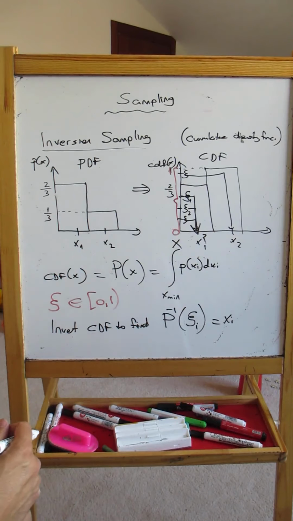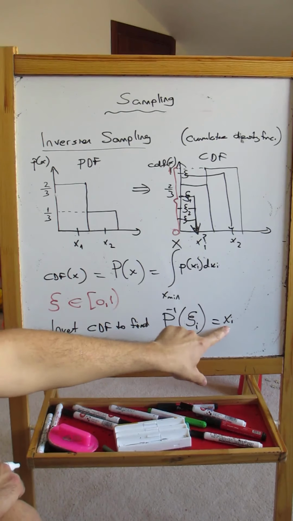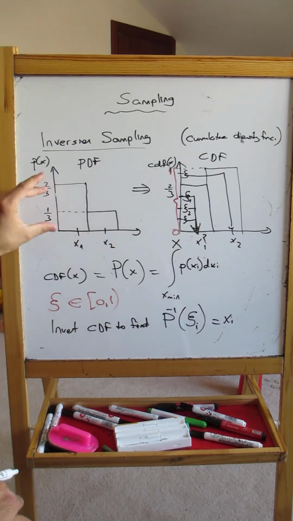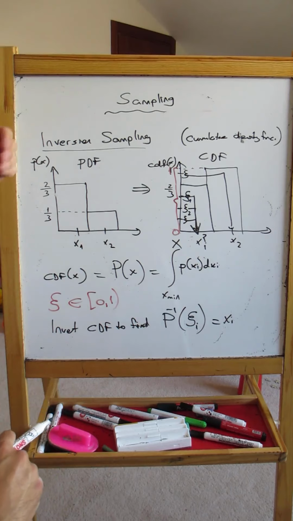The nice thing about this is that this x i will have been chosen with respect to the probabilities defined in your PDF. If you want uniform probability, you can do that. If you want non-uniform probability, you can also do that. So this is known as inversion sampling. It is made up of 2 steps.